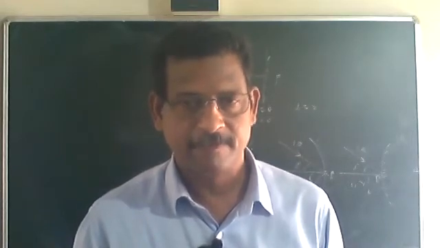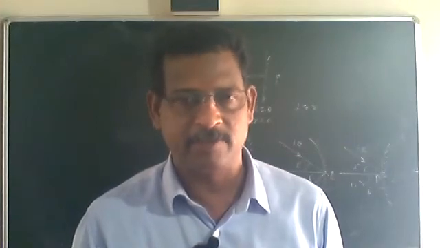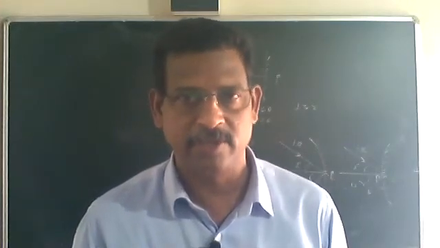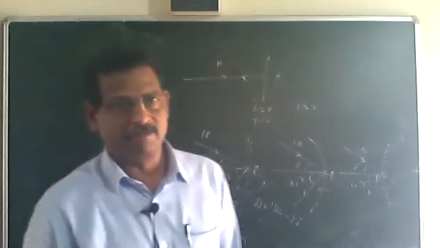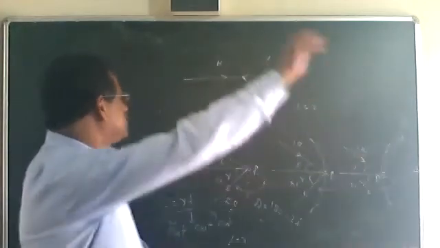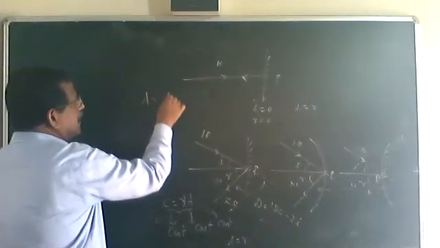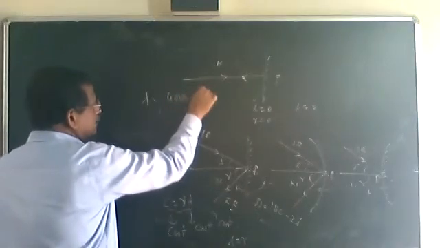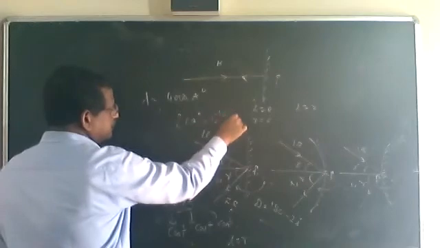Board question. The velocity of light in air or vacuum is 3 × 10⁸ meter per second. You have to remember the value. 3 × 10⁸ meter per second is the velocity of light in air or vacuum. Okay, I am giving an example for reflection. Suppose the incident wave has a wavelength of 4000 angstrom. 1 angstrom is 10⁻¹⁰ meter.